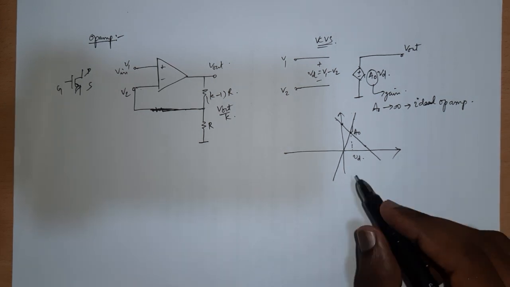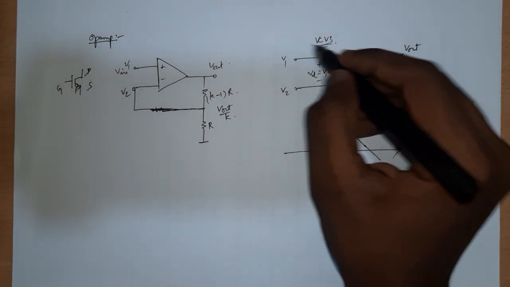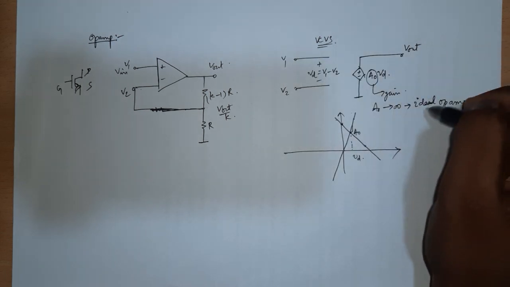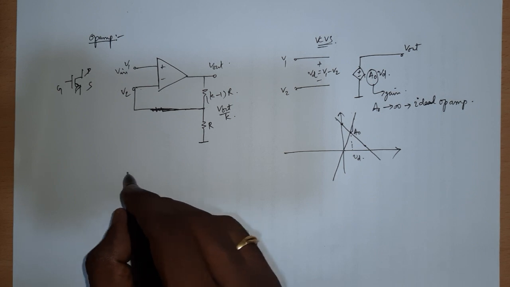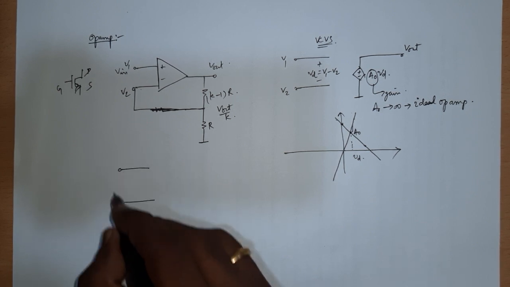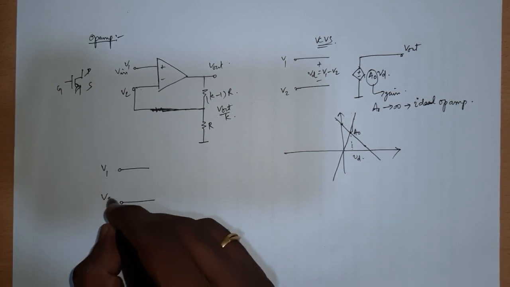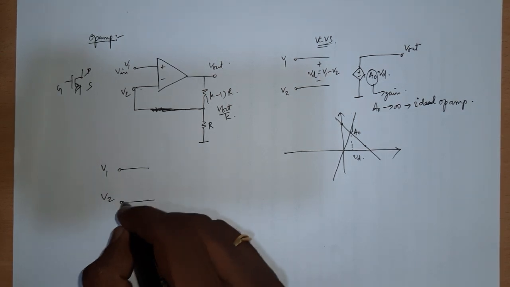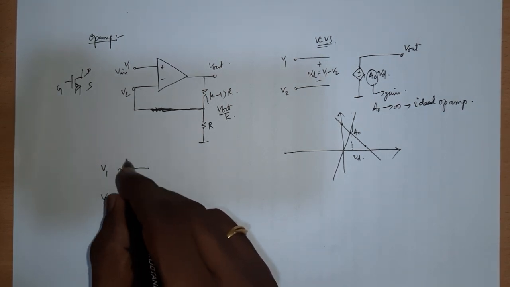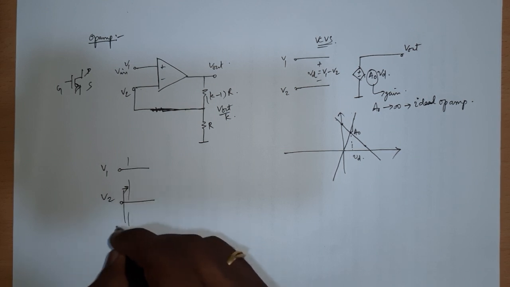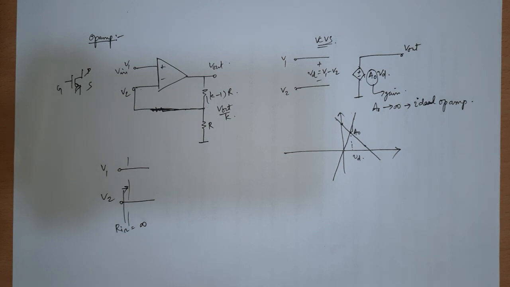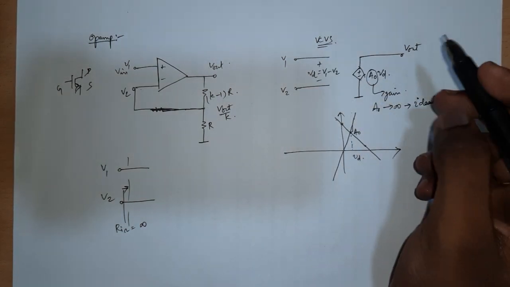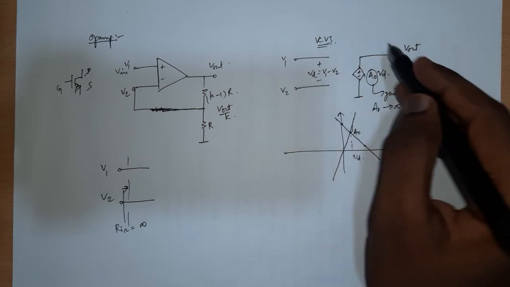But then how do we realize this is a question. If I want to realize something like this, basically what I want is a situation where I can give V1 and V2 as two inputs, and looking into this side, I should have an input resistance or input impedance of infinity, because that is one of the major qualities of an op-amp. It should not draw any current when connected in negative feedback, it should not draw any current.